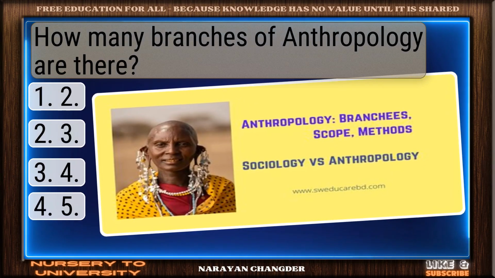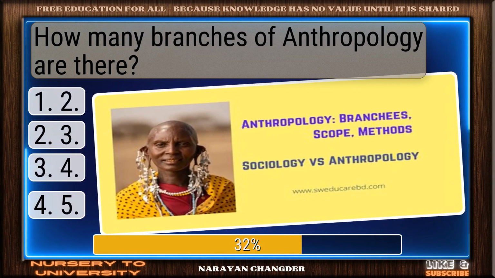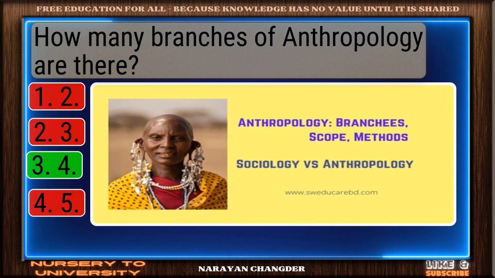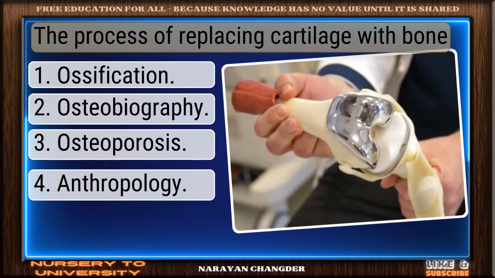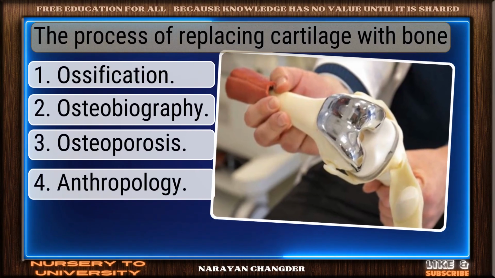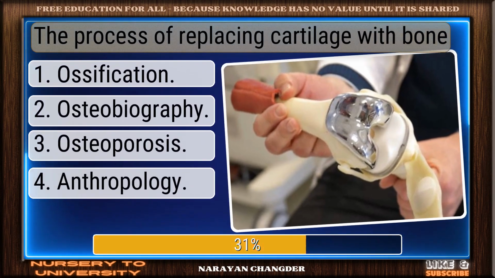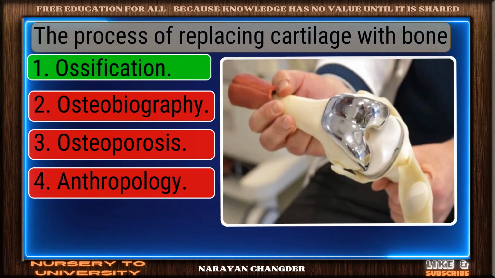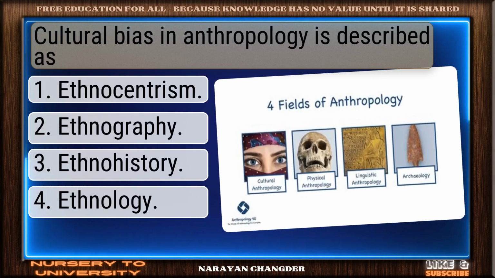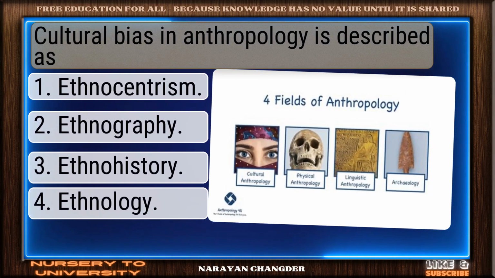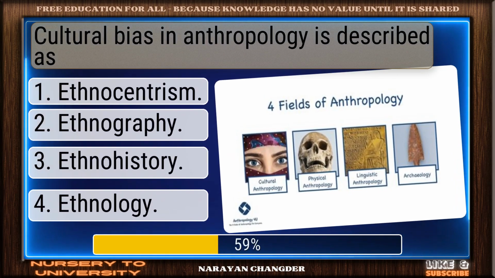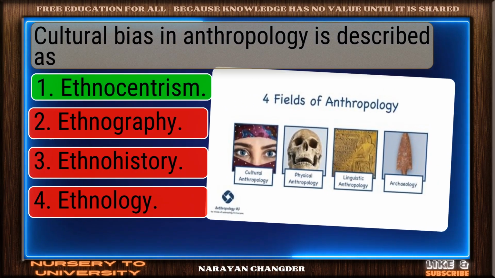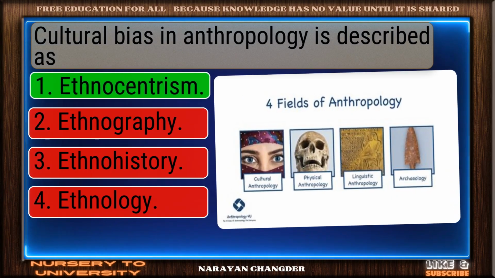How many branches of anthropology are there? Nicely done. 4 is a solid answer. The process of replacing cartilage with bone. Sharp thinking. Ossification is the right choice. Cultural bias in anthropology is described as. Solid response. Ethnocentrism is a valid choice.